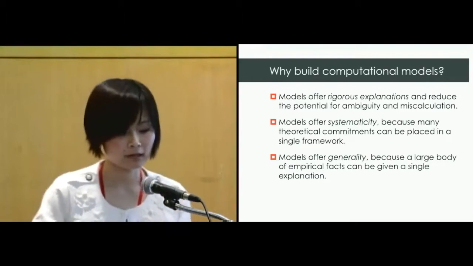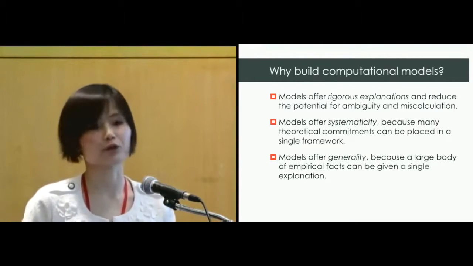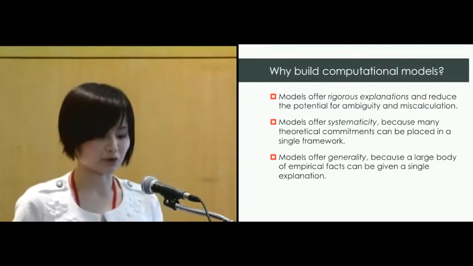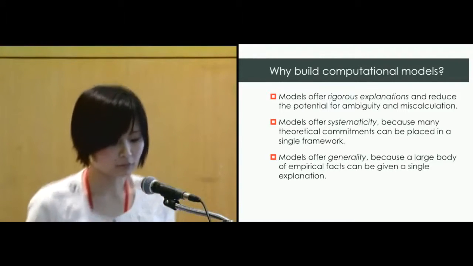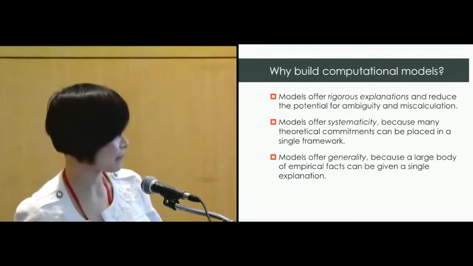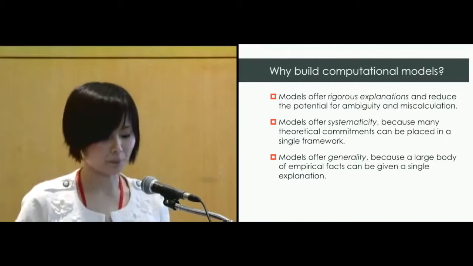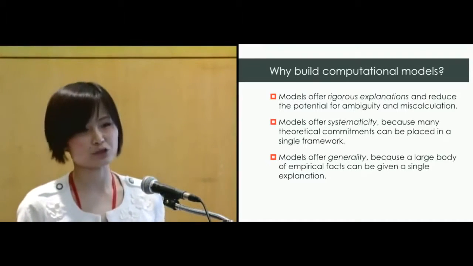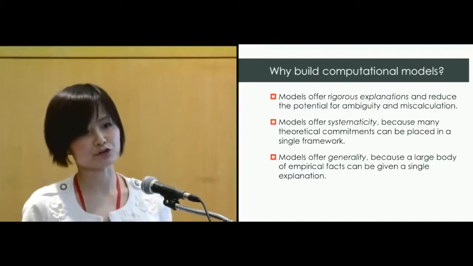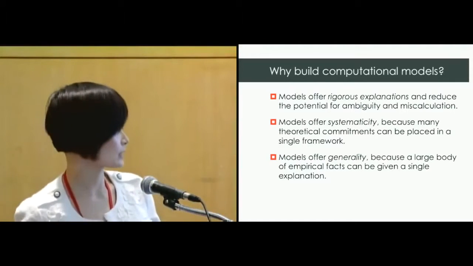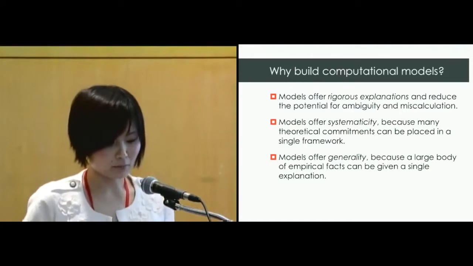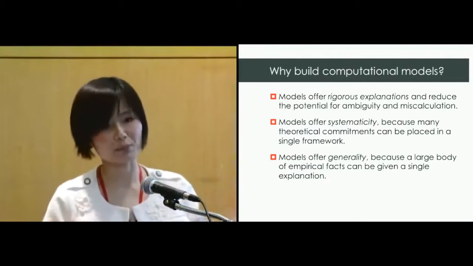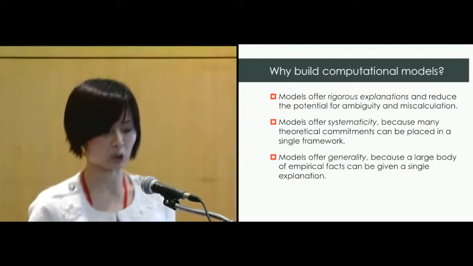First, models offer rigorous explanations and reduce the potential for ambiguity and miscalculation. For example, in menu search, opinions or sometimes theories are expressed as words. It's easier to misunderstand and to misinterpret. The second reason is models offer more systematic explanations because many theoretical commitments can be placed in a single framework.